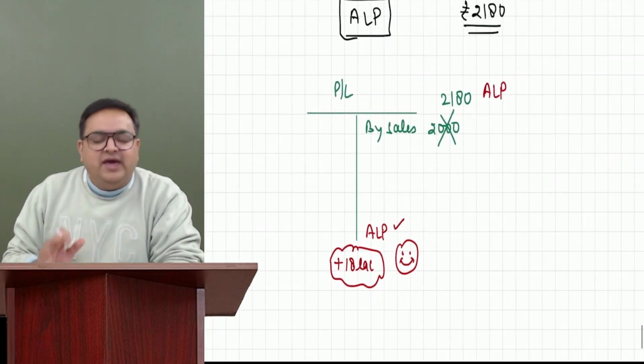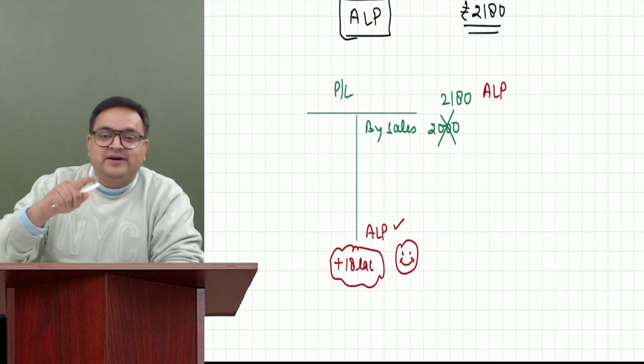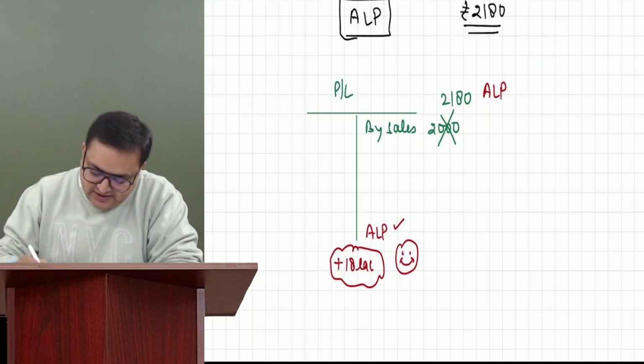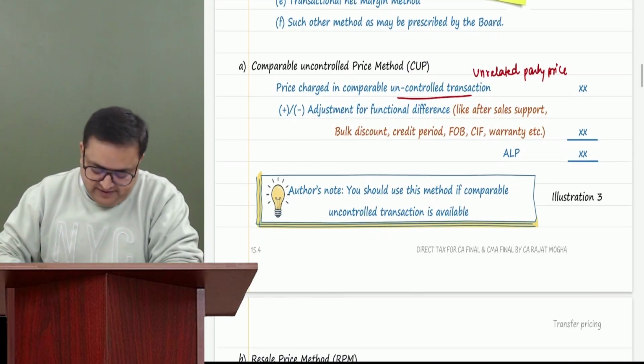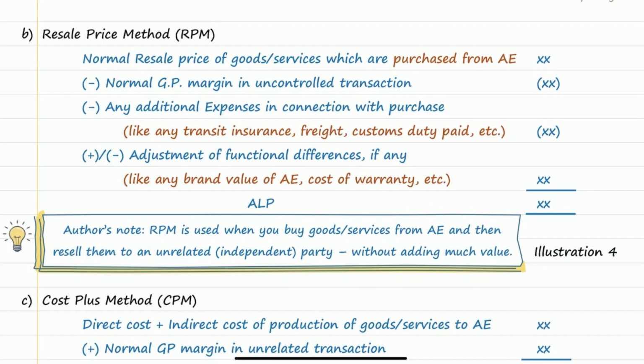Got it? Everybody understood the CUP method? What is CUP? Tell me the full form. Comparable Uncontrolled Price method. Okay. Now, the second method, these all methods are very, very easy, I'm telling you. The second method is the resale price method.